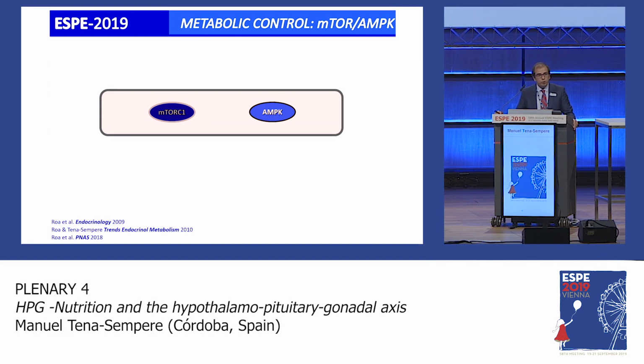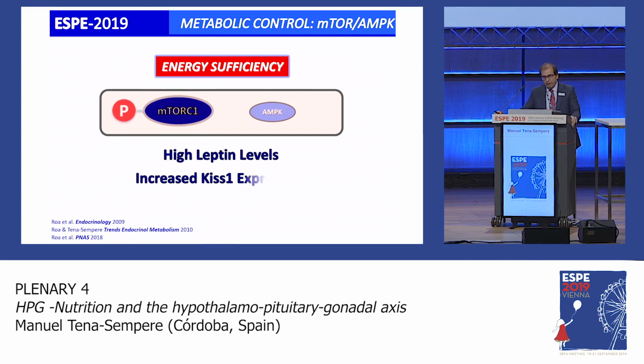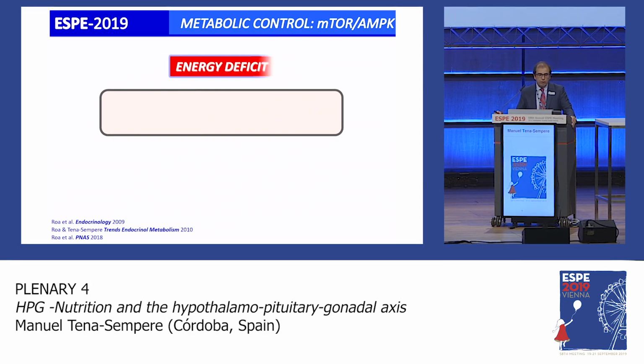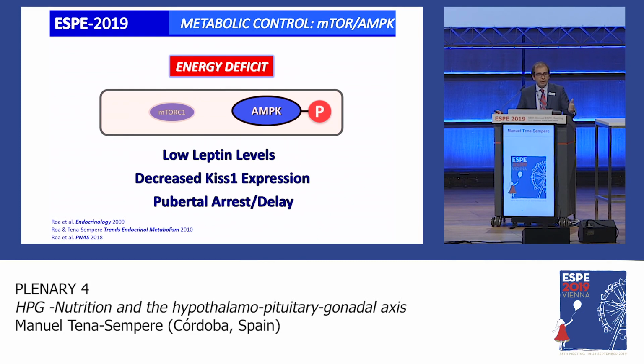And to make a long story short, our experimental data produced over the last few years tend to suggest that in conditions of energy sufficiency, there is a predominance of the activity of mTOR in critical hypothalamic areas that leads to increased KISS1 gene expression and pubertal progression, whereas on the opposite, energy deficiency leads to a predominant activation of AMPK, in line with the reported action of this cellular energy sensor, which is known to be activated in conditions of energy insufficiency, and this causes repression of KISS1 and pubertal delay.